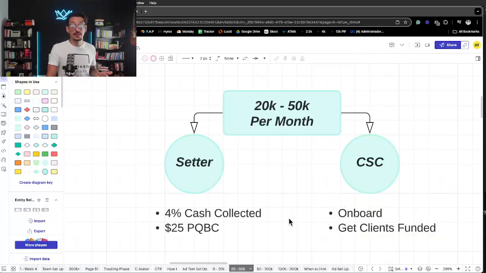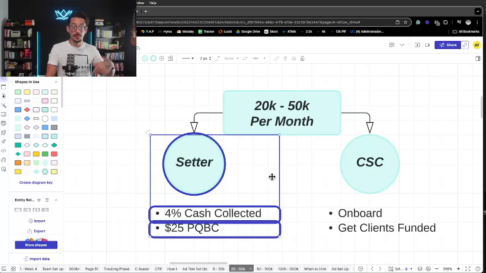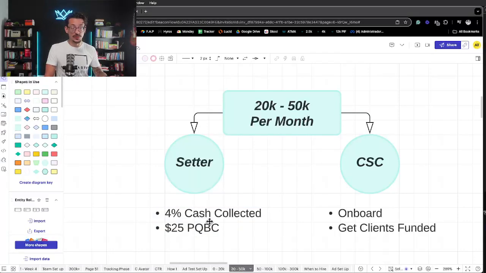But if you can hire a setter, somebody to qualify the appointments for you. And how we pay the setters is 4% of cash collected, $25 per booked call, and then $50 per qualified booked call. We know once it's qualified when you talk to the lead.